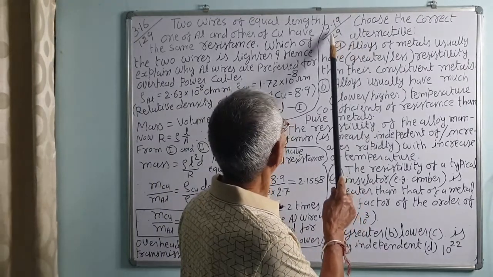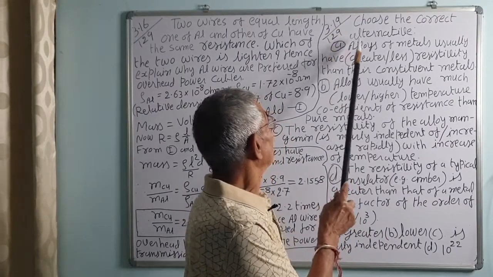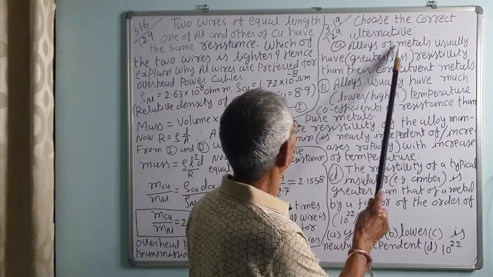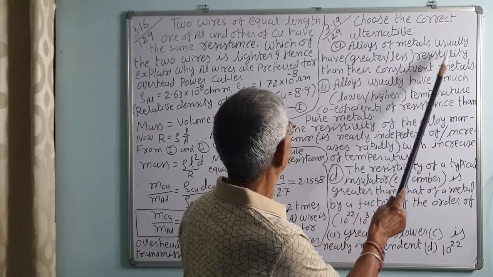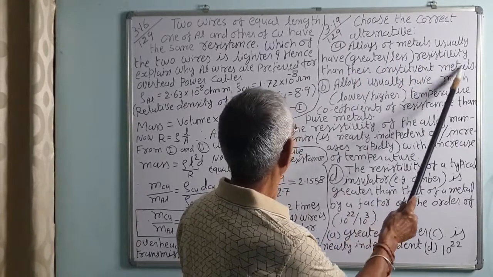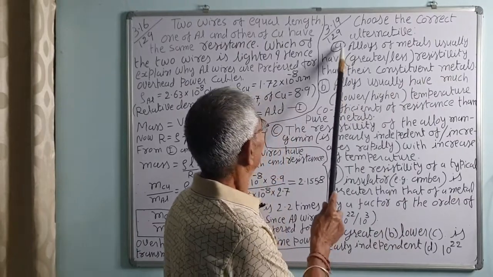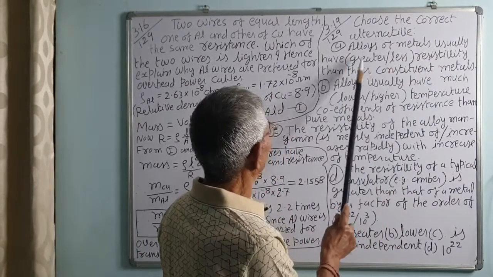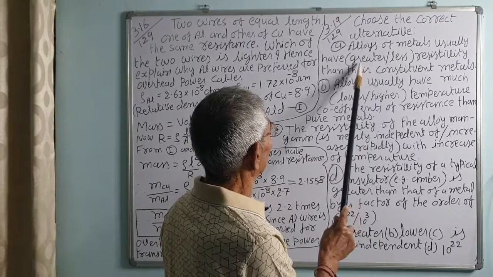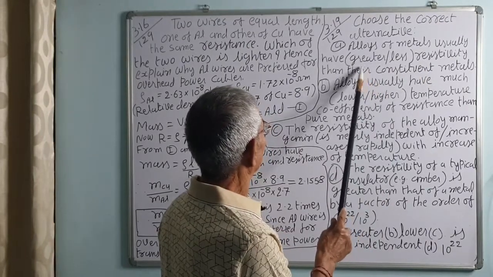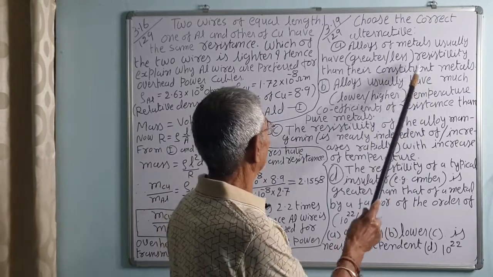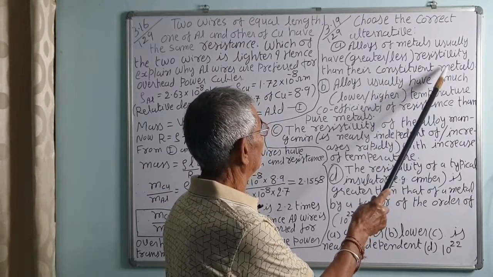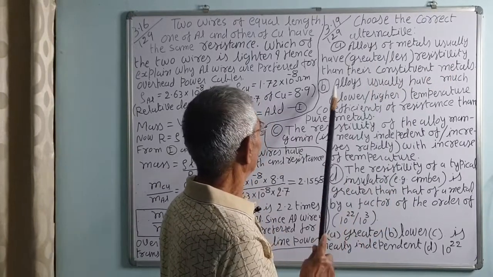Next, 3.19, page number 129. Choose the correct alternative. Alloys of metals usually have greater or less resistivity than their constituent metals. What is the answer? Alloys of metals usually have greater resistivity, correct. The answer is greater than that of the constituent metals of which it is composed.